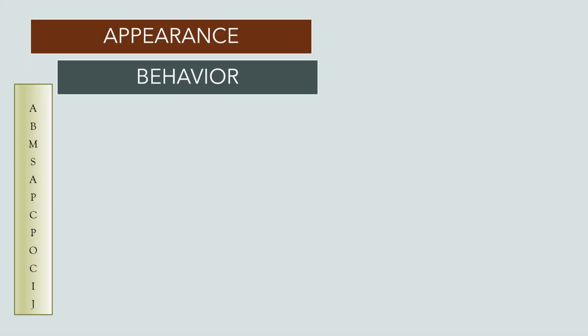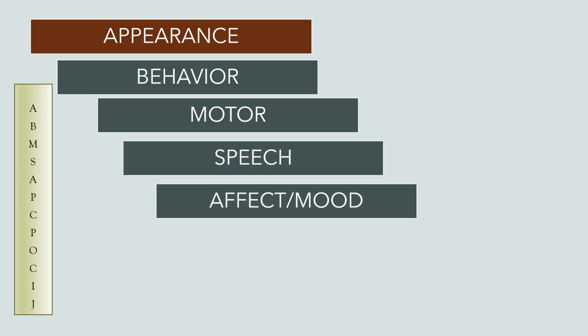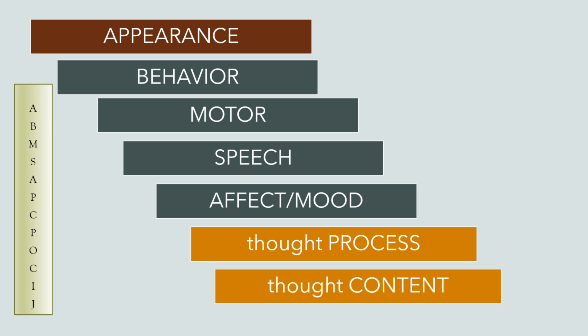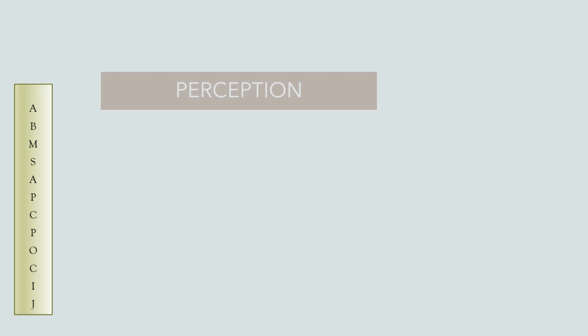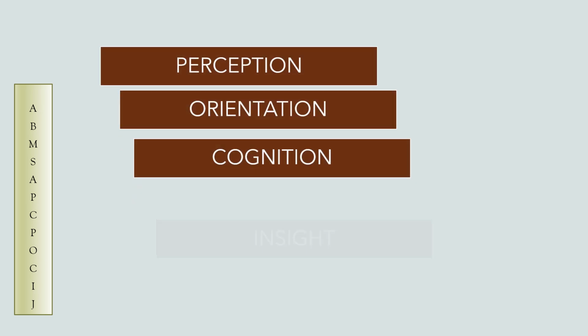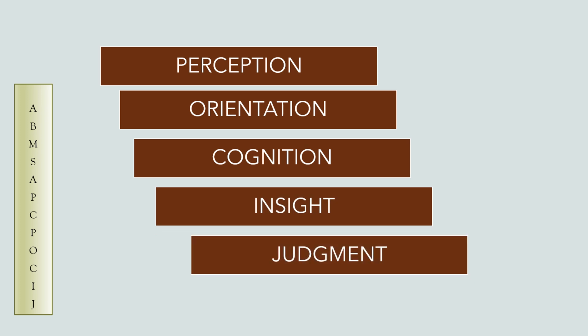Appearance, behavior, motor, speech, affect, mood, thought process, thought content, perception, orientation, cognition, insight, judgment. Now going over each section of this mnemonic with a little more detail.